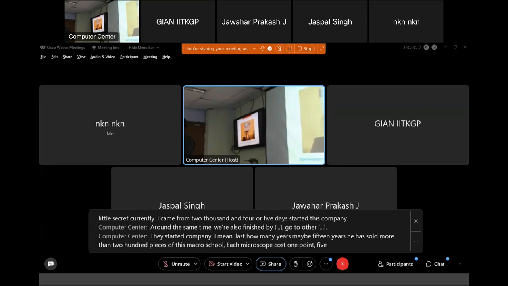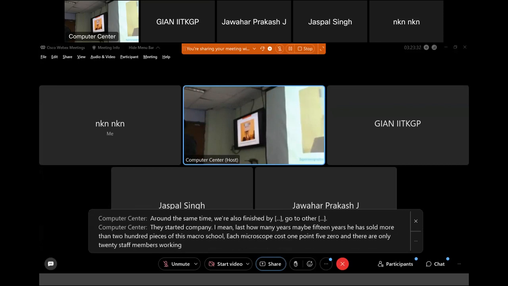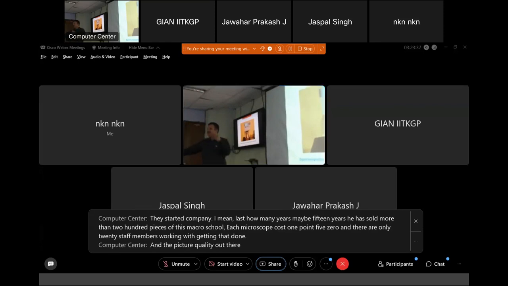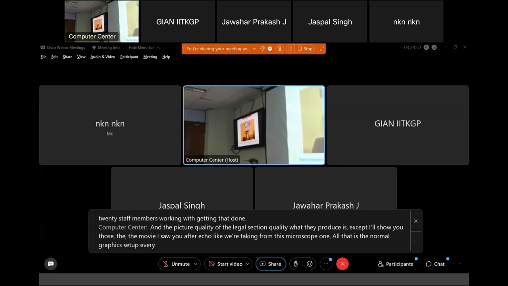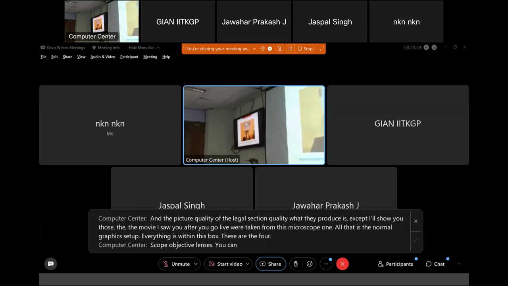There are only 20 staff members working with him in that company, and the picture quality, or the reconstruction quality, of what they produce is excellent. I'll show you those. The movie I showed you of the E. coli was taken from this microscope. All the digital holographic setup is within this box. These are the four microscope objective lenses. You can use different objective lenses, maybe 20x, 10x, 40x, 100x.